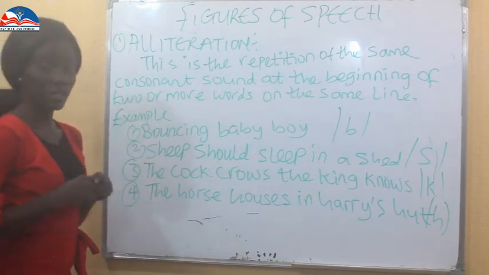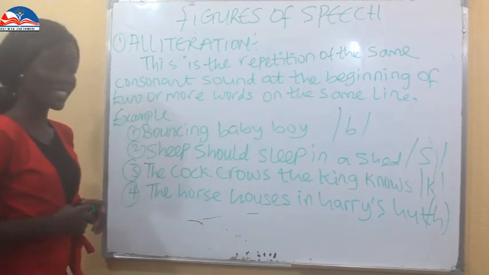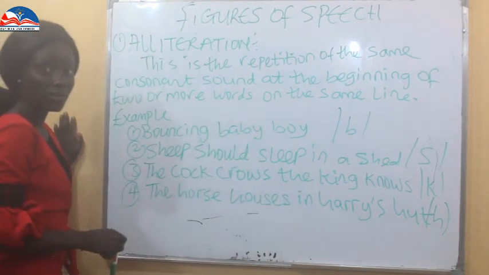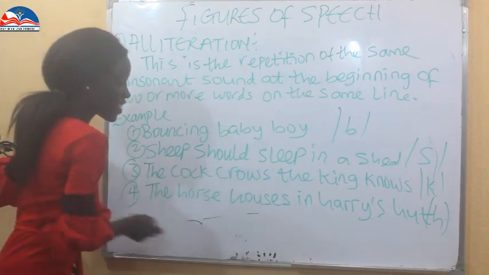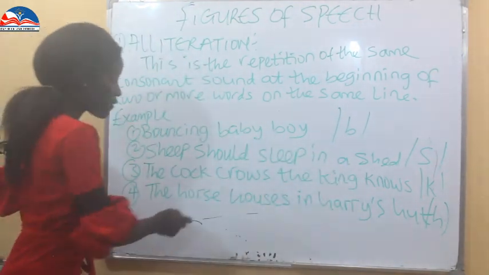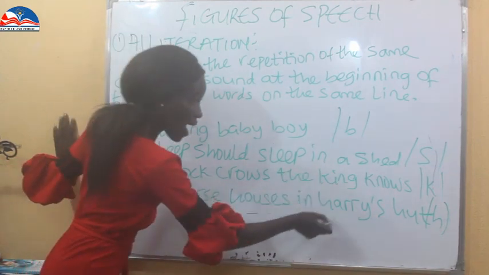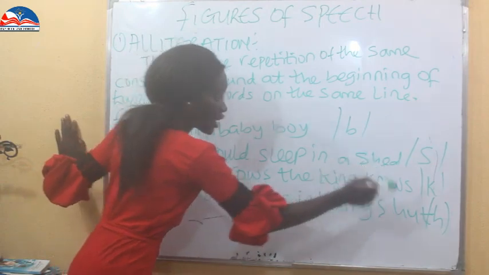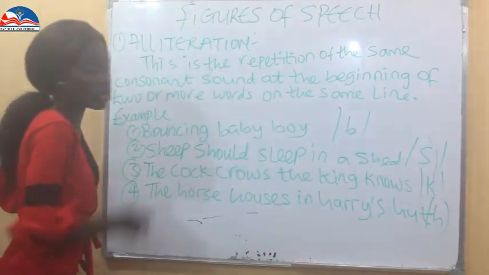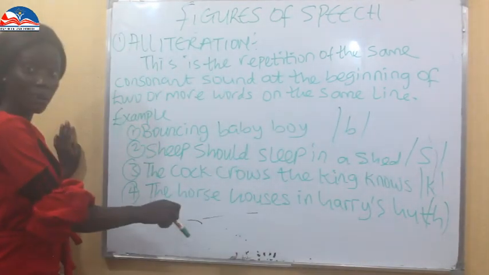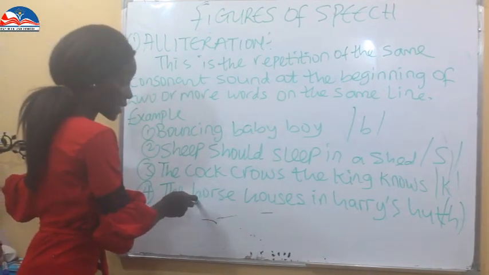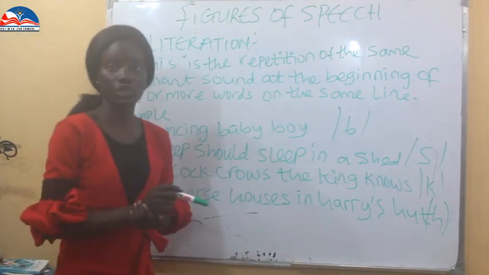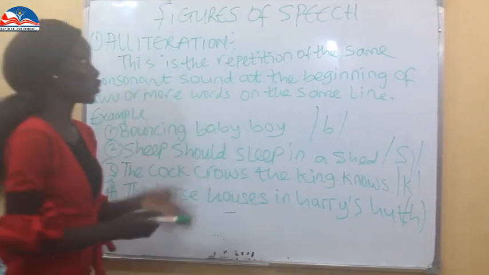Remember, alliteration deals with what? Repetition of the same consonant sound in the same line. We're having horse, houses, Harry, hut in the same line. So I have a repetition of H, H, H, H. So they are all what? Consonant sound. And having the same repetition beginning the words in the line means what? Alliteration.